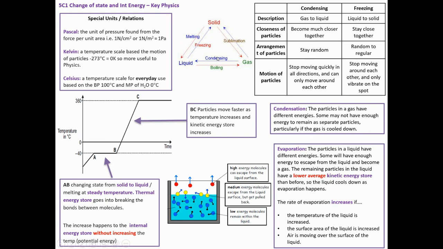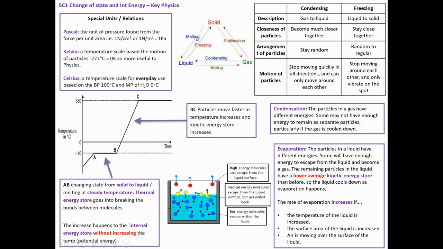You should be able to understand the difference between a solid, a liquid, a gas, and their change of state ideas: melting, freezing, sublimation, condensation, boiling. Be able to explain what happens in condensing and freezing. Gas to liquid, particles get closer, they stay random, they start moving quickly in all directions, and can only move around each other. That would be making a solid or making a gas, and it is the idea of the particles changing. Liquid to solid, they stay close together, go from random to regular, stop moving around each other and only vibrate on a spot. So it depends on which way you're going with what's happening.